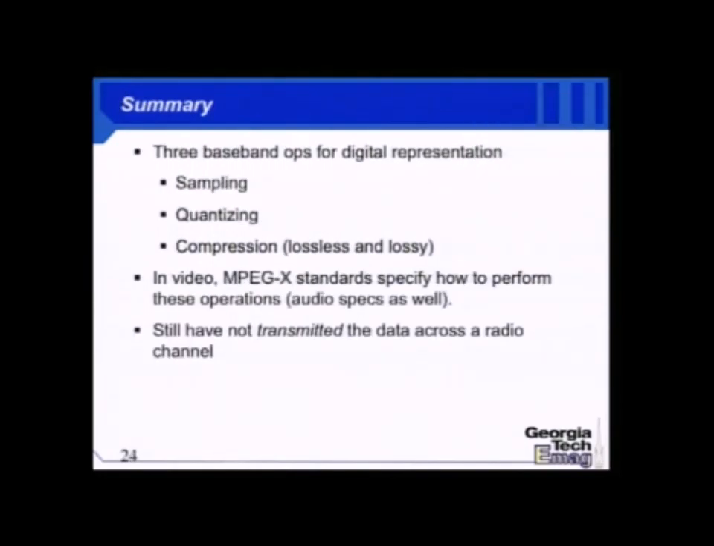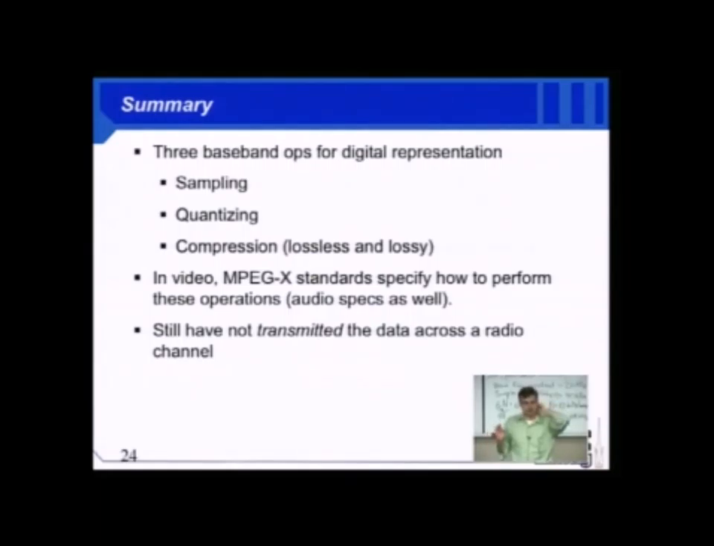So, this is a summary of what we've learned so far. Sampling, quantization, compression of the lossless and the lossy variety. In video, we use those MPEG standards mostly for the transmission of video data on satellite links. They also include a spec for audio.